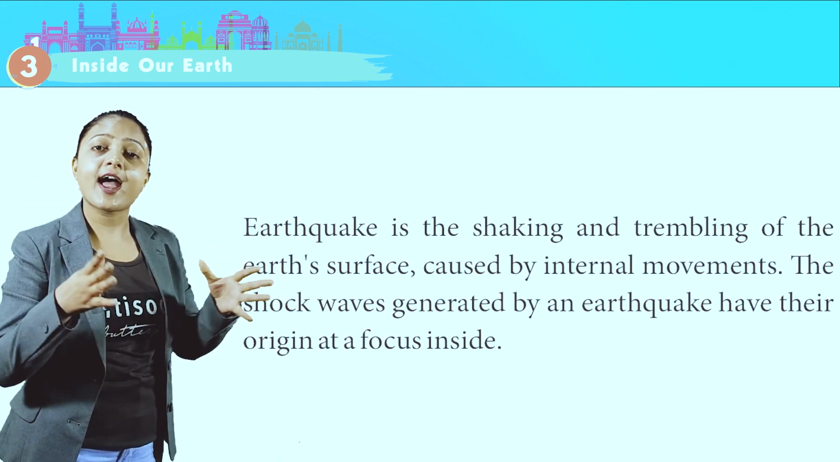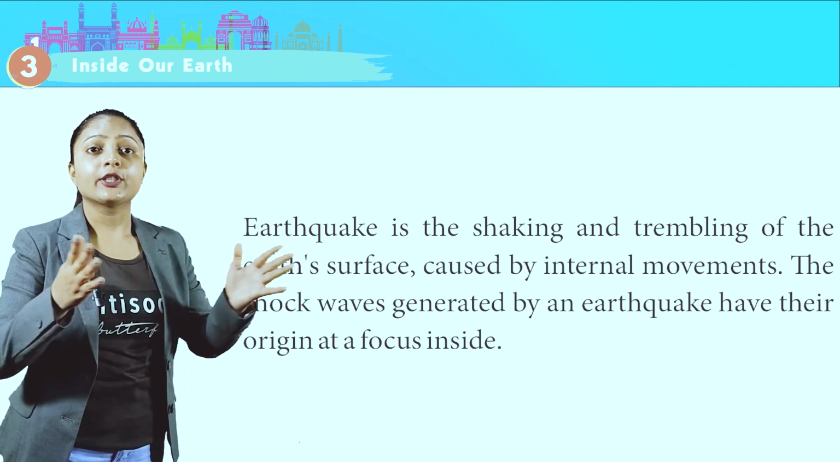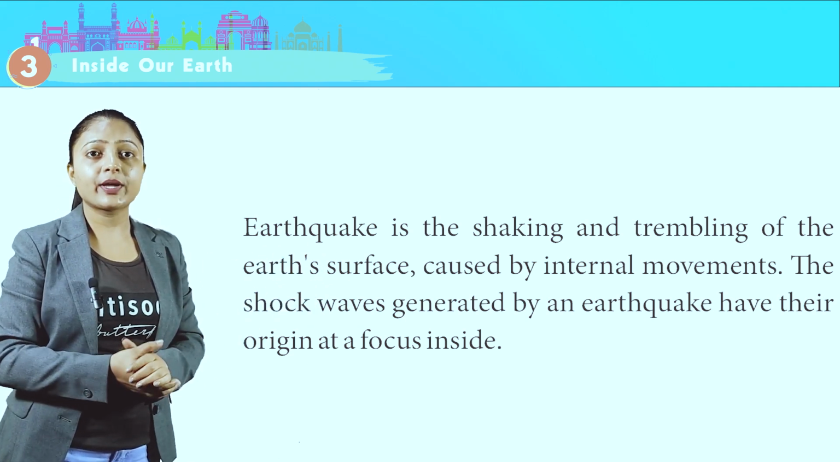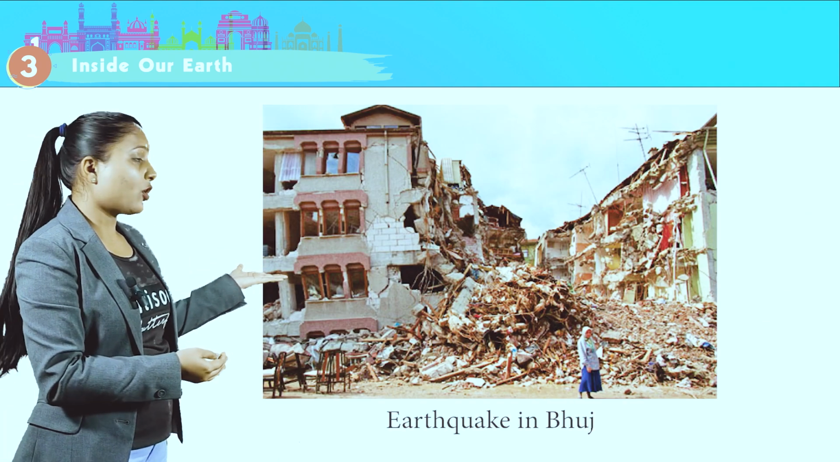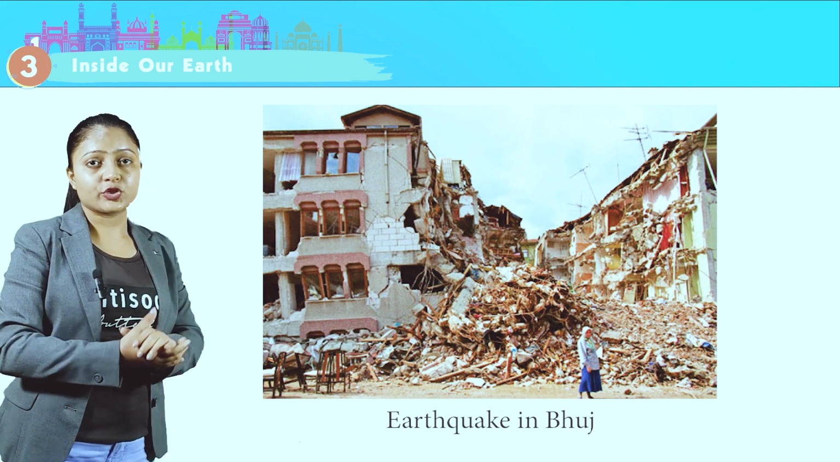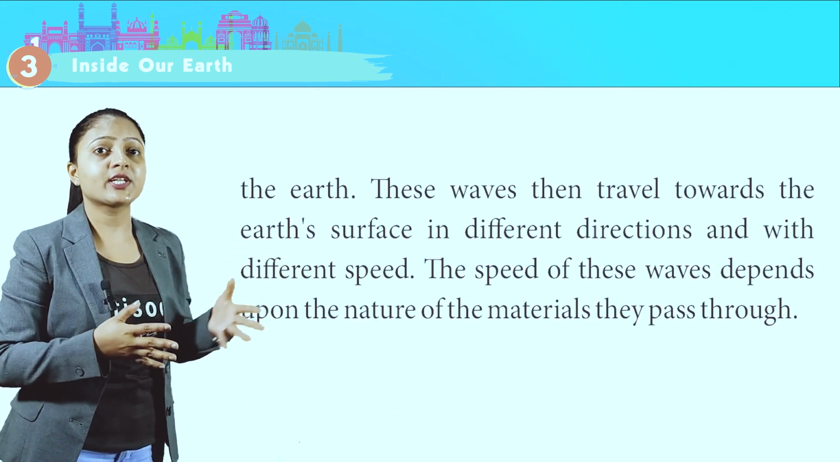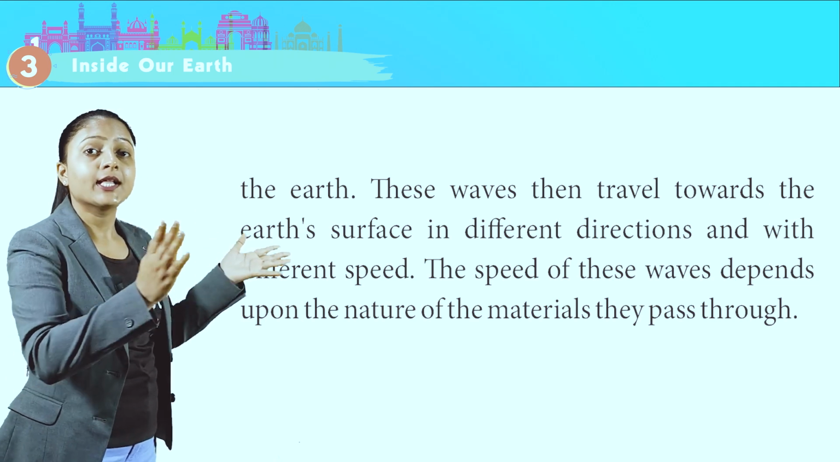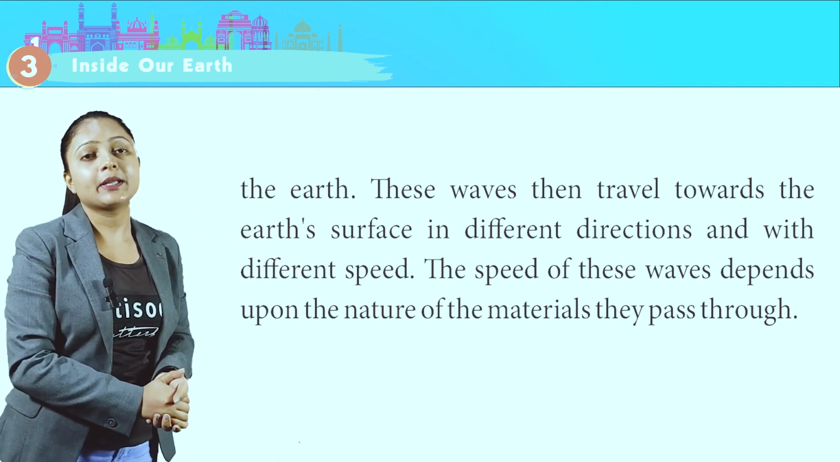Earthquake is the shaking and trembling of the Earth's surface caused by inland movements. The shock waves generated by an earthquake have their origin at a focus inside. This is the image of the earthquake in Bhuj. These waves then travel towards the Earth's surface in different directions and with different speeds. The speed of these waves depends upon the nature of the material they pass through.